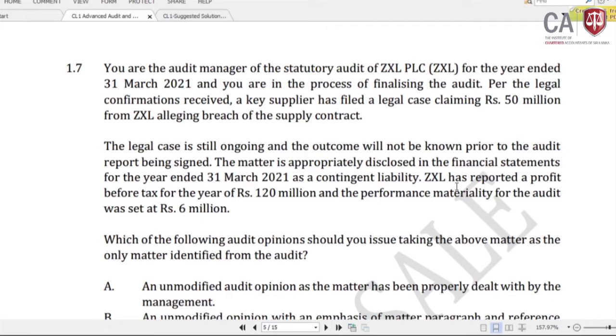EZXL has reported a profit before tax for the year of rupees 120 million and the performance materiality for the audit was set at rupees 6 million. Which of the following audit opinions should you issue, taking the above matter as the only matter identified from the audit? So let us analyze the case now. Small case, let's analyze.